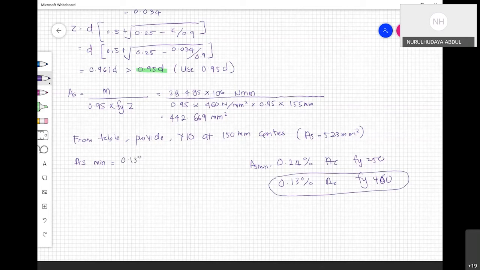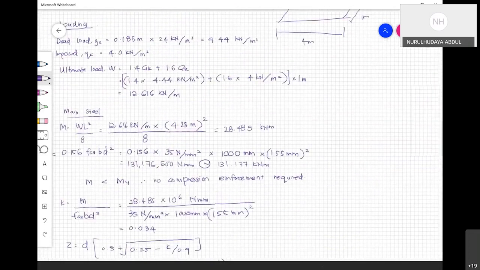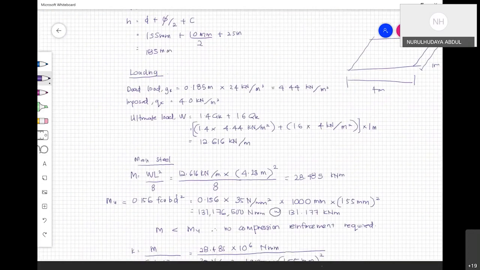0.13%. AC, which is 0.13% ni adalah sama dengan BH. Sorry, AC ni adalah BH. 0.13% darab B, B ialah 1000 mm. And H is 185 mm. Betul tak? Cek dulu. Okay, betul.